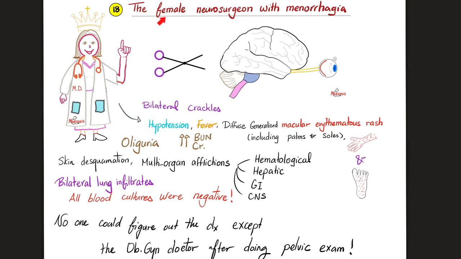The last story, the female neurosurgeon with menorrhagia. She's very competent. She works on brains all day long. She developed bilateral crackles, hypotension, fever, diffuse generalized macular erythematous rash with oliguria, elevated blood urea nitrogen, and creatinine. Skin desquamation was present, multi-organ afflictions, bilateral lung infiltrates.